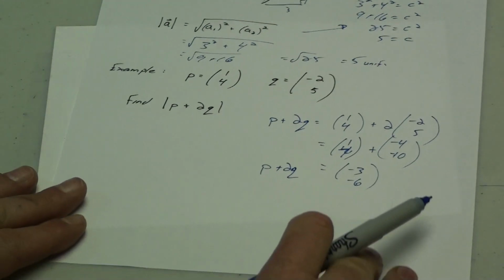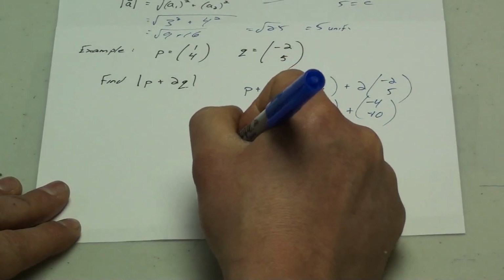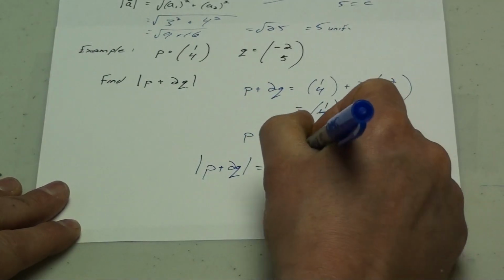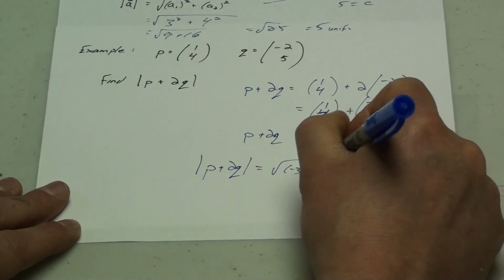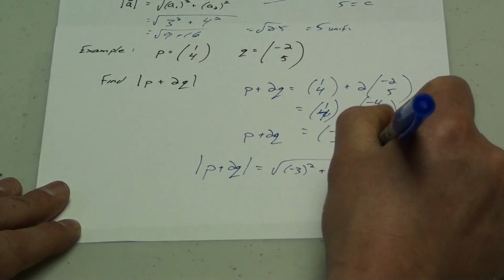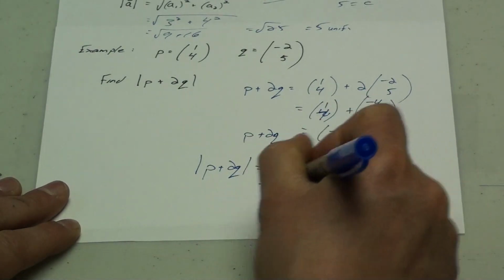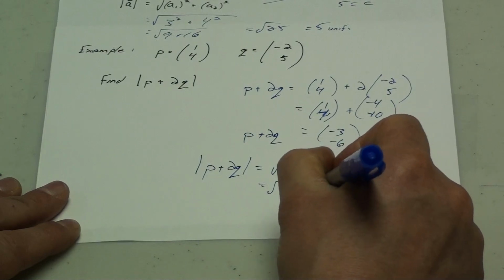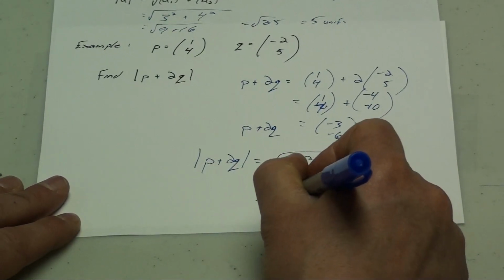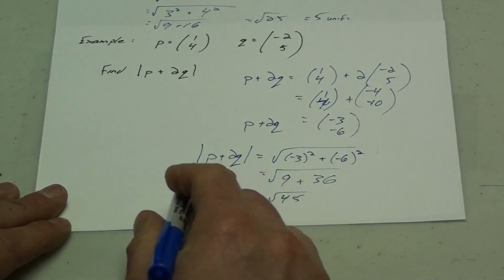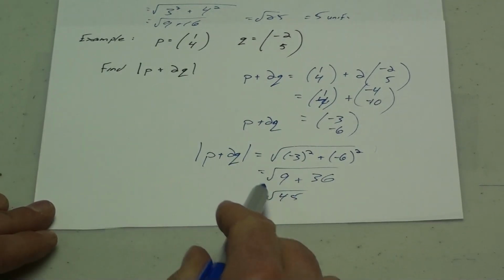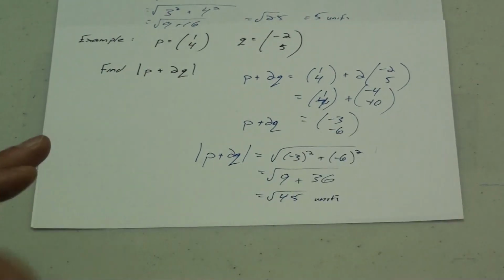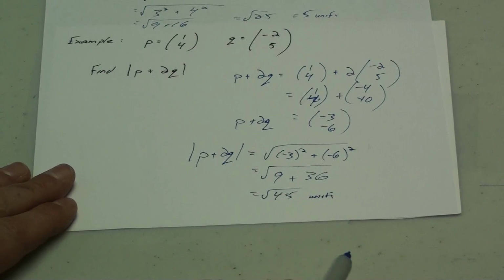Now I need to find the magnitude of that. So the magnitude of p plus 2q is going to equal the square root of the x component squared plus the y component squared, which will give me the square root of negative 3 squared is positive 9, plus negative 6 squared is 36. 9 plus 36 is 45. So the magnitude of p plus 2q is the square root of 45 units. Okay, so the length of that vector is the square root of 45 units.